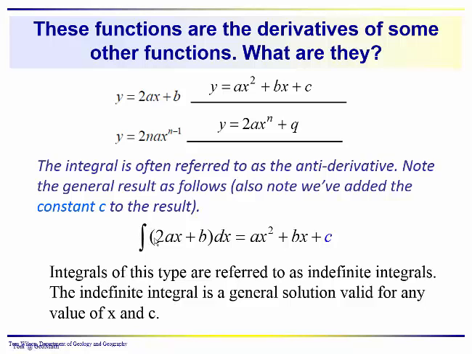This integral, 2ax plus b with respect to dx. And again, we have this indefinite form with the constant c in there. So another term to introduce is that these integrals are indefinite integrals, and an indefinite integral is just a general solution that's valid for any value of x and c. So this value has to be determined through additional information that you might have associated with that problem.